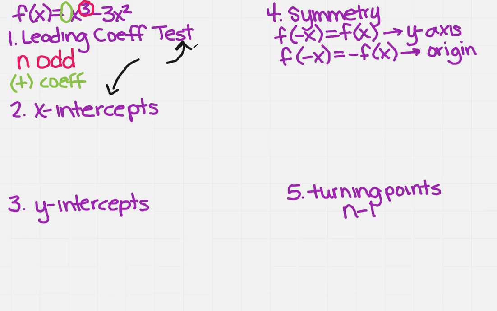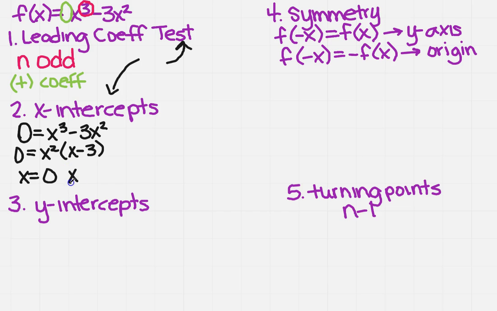Now I need to find my x-intercepts. And to find my x-intercepts, remember I'm going to take f of x and set it equal to 0. So I get 0 equals x cubed minus 3x squared. I need to factor that. So I'm going to take out an x squared, and I'm going to be left with x minus 3. I'm going to set each one of those equal to 0, and I'm going to get x equals 0 and x equals 3. So those are going to be my x-intercepts.